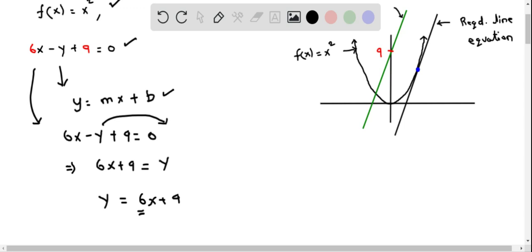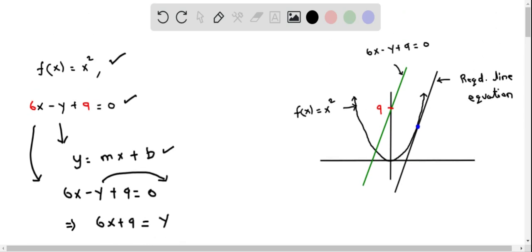And this means the slope of this line is m equals 6, and the y-intercept b equals 9. So that's why I have drawn this graph of this line as like this, which is a kind of steeper, and with y-intercept 9. And so we know that this is the equation of the required line. And this line is tangent to the graph of f of x equal to x squared, where I have shown that it is tangent to the graph of this parabola, and also parallel to the line 6x minus y plus 9 equal to 0. That is, this line as well as these two lines are parallel to each other.